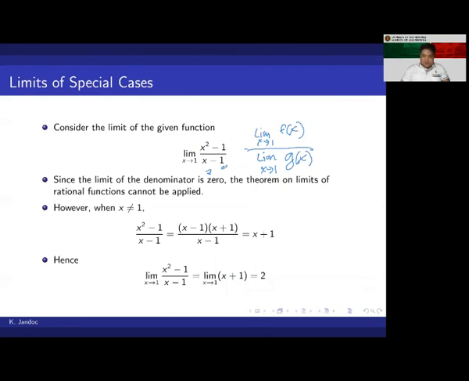So this one, you cannot apply this theorem that we had a while ago. However, when x is not equal to 1, what you can do is expand this one. x squared minus 1 is the same as x minus 1 times x plus 1. Notice that you can cancel this denominator with this part of the numerator, and you're left with x plus 1. So when x is not equal to 1, this limit as x approaches 1 is equal to 2.